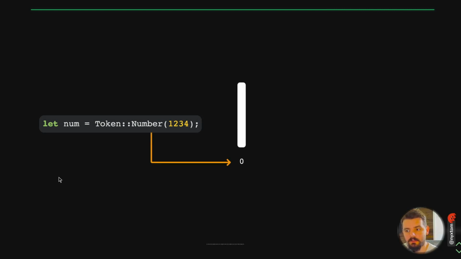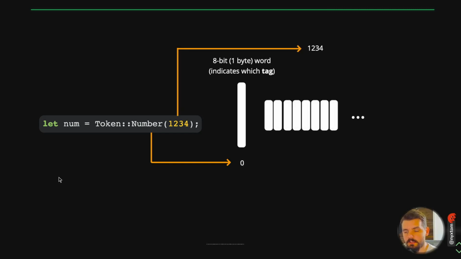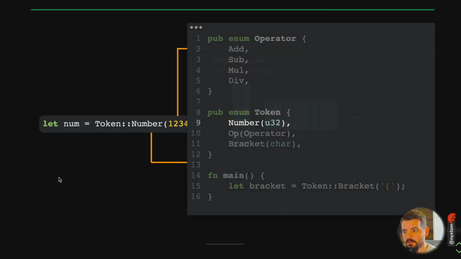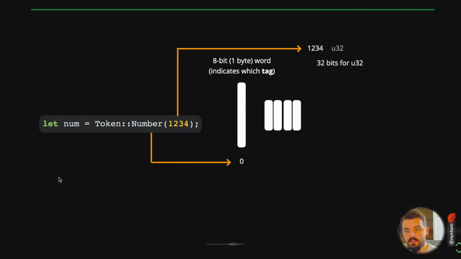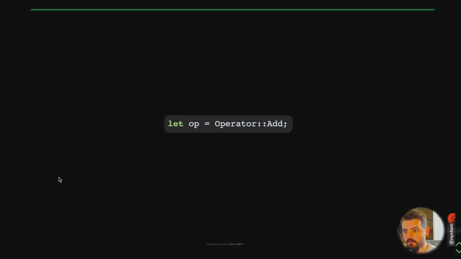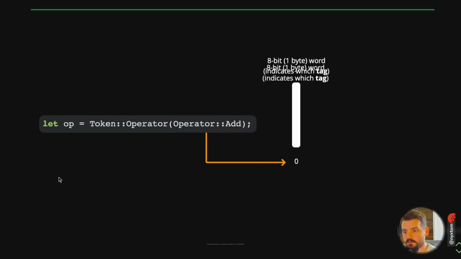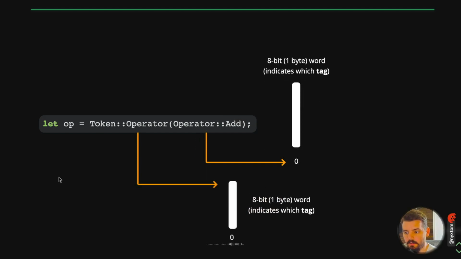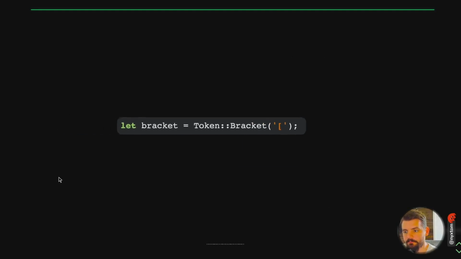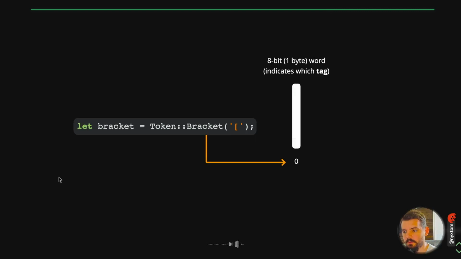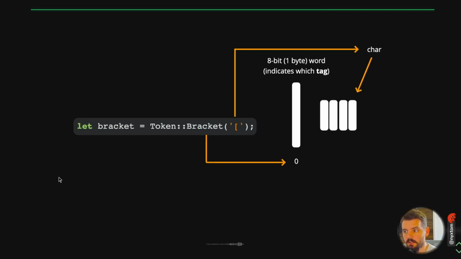We know that we need 1 byte to represent the tag, which variant we're using. To represent the number, in this case maybe a U32, we only need 32 bits or 4 bytes. What about the add operator? We need 1 byte for the tag, and then the variant would be 1 byte for the tag on the operator. The bracket: 1 byte for the tag, and 4 bytes for the character.